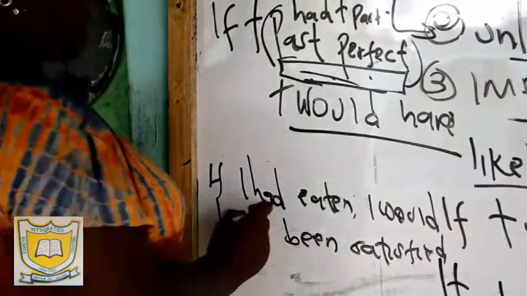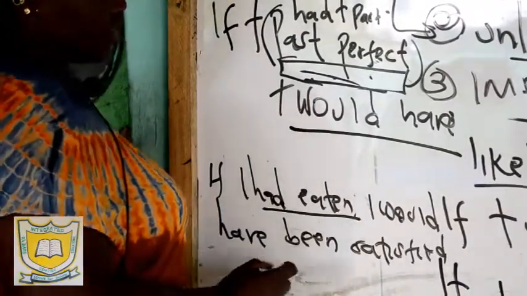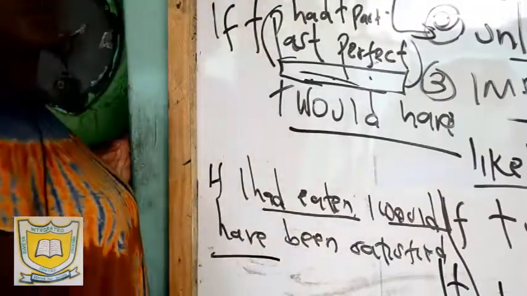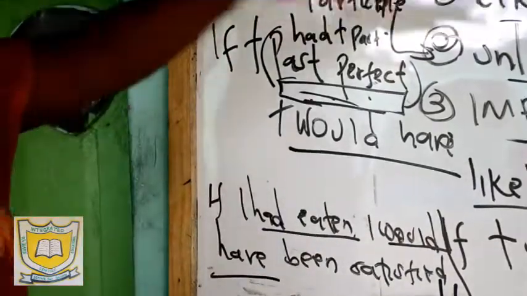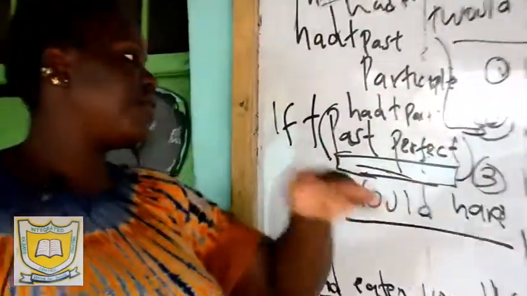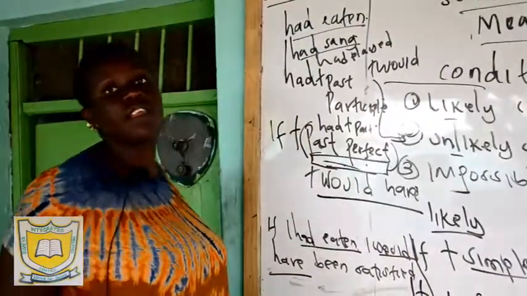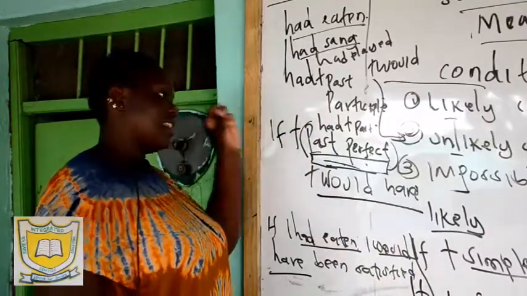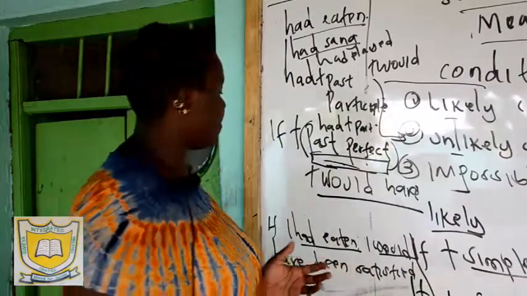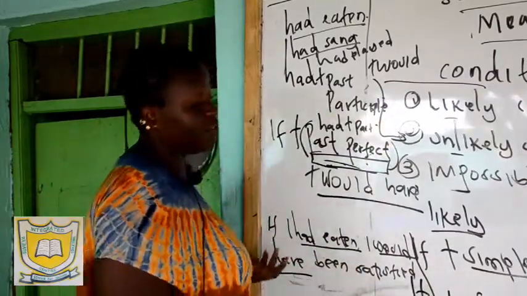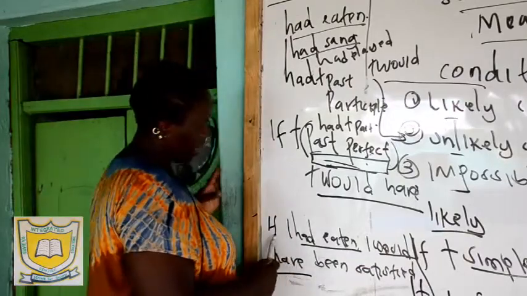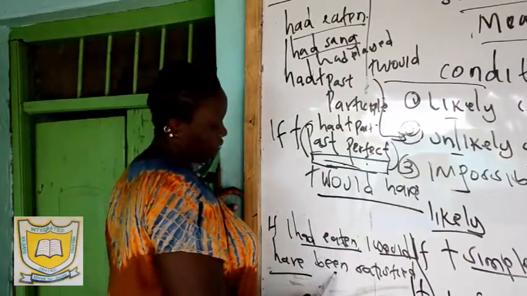Any moment you see a past perfect, just make sure you continue your sentence using what? Would have. That gives you the impossible condition. If plus a past perfect plus would have gives you the impossible condition. An impossible condition is something that can never happen, because you can't reverse time. Time and tide waits for no one. So if I had eaten, I would have been satisfied.